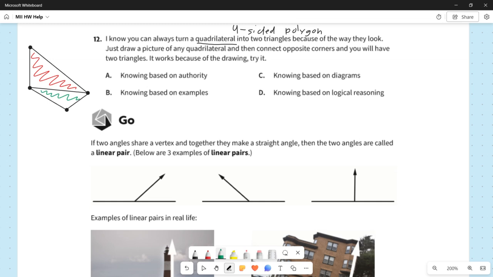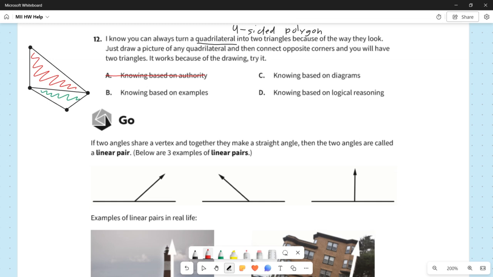So it's almost authority. It's almost knowing on authority, but it's not, because this person, whoever's kind of talking to us here, is saying that, well, they know it, but don't take my word for it. You do it, right? So if this person for number 12 were just saying, you know, a quadrilateral can be divided into 2 triangles, and we were like, okay, then that would be authority, right? But this picture is saying draw it and then see what happens.